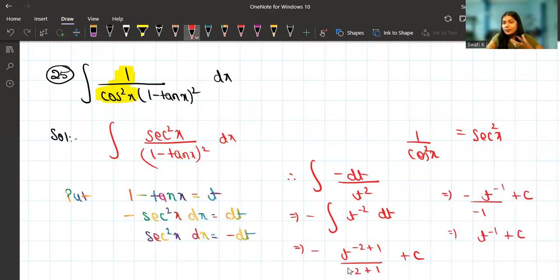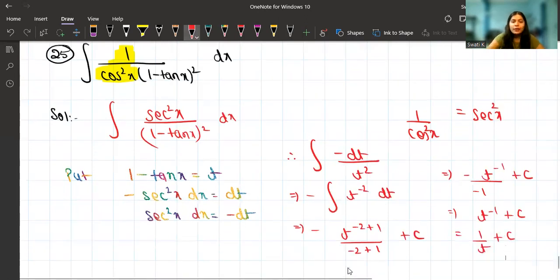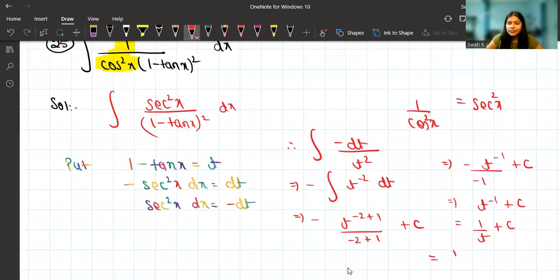T raised to minus 1 by the property of exponent will become 1 upon t plus c, and t is nothing but 1 minus tan x. Therefore the answer is 1 upon 1 minus tan x plus c. That's the answer. We are done with the 25th question as well. Now let's go to the 26th question.